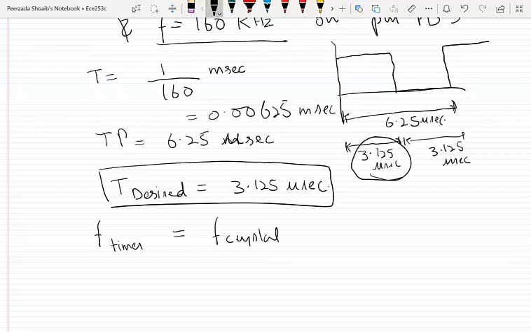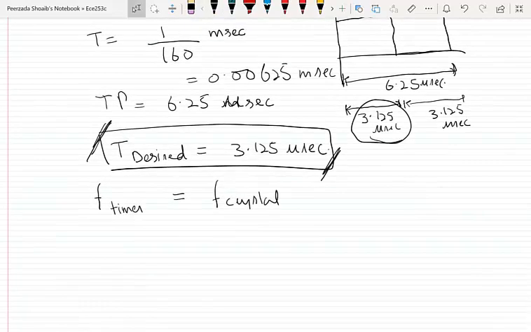You should remember that which prescaler to use will be determined by this T desired. What is the desired time delay we want to generate? If it is, for example, more than 16 microseconds, then we can't go with no prescaler. Then we have to use some prescaler. I'll be doing another example after this, where I will show you how we determine which prescaler to use. Here, since we can generate 3 microseconds using no prescaler, we are not using any prescaler.